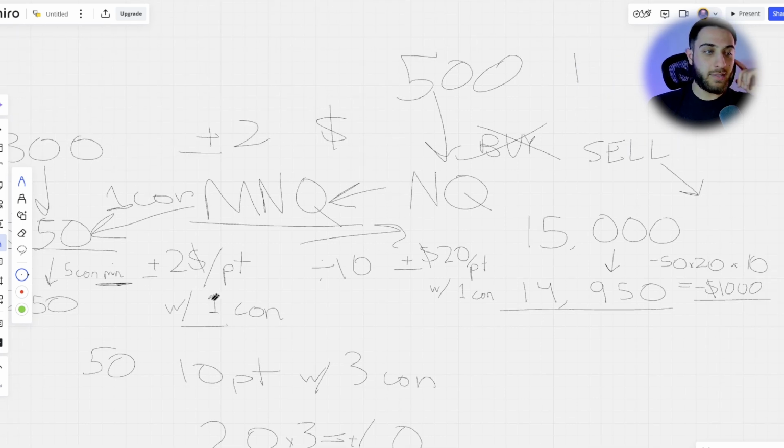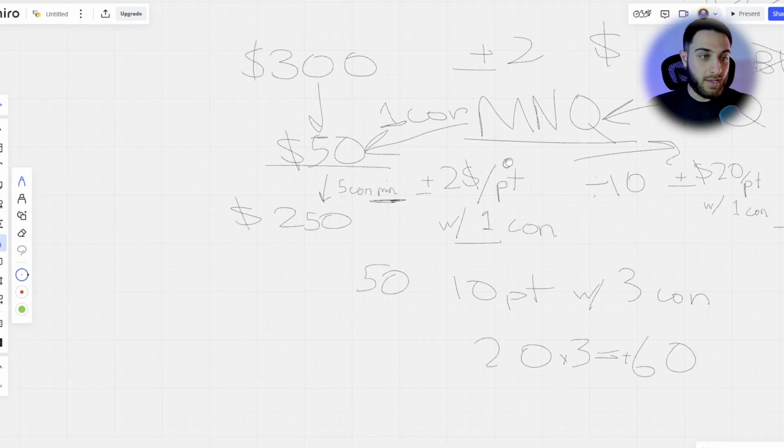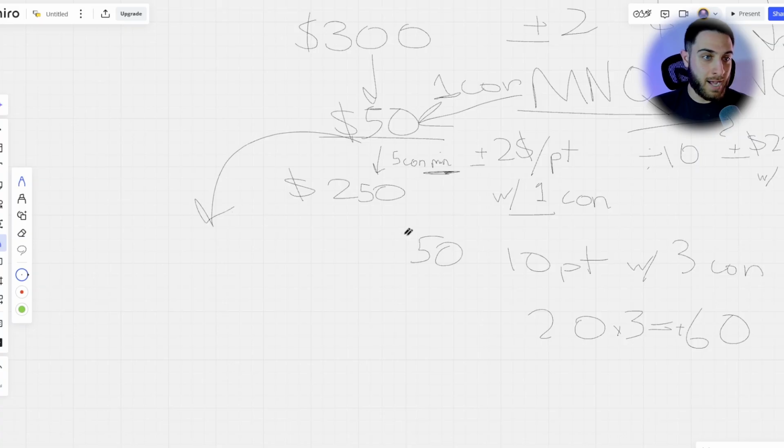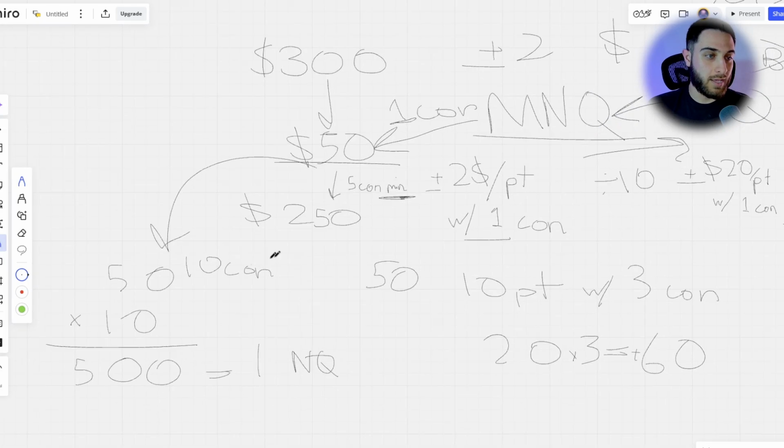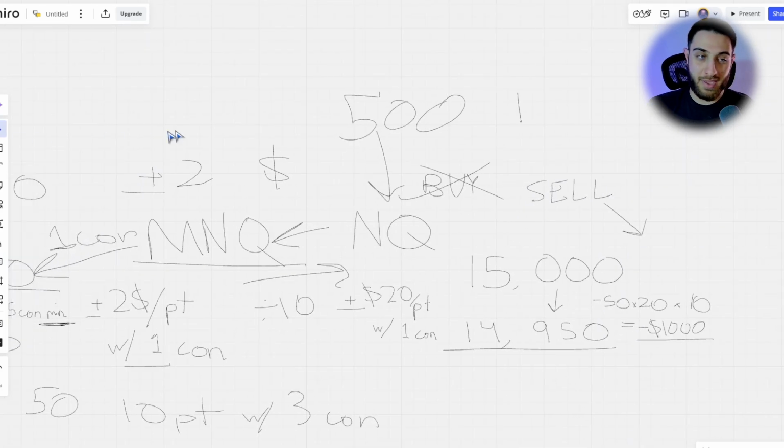So if you wanted to trade one NQ, that's the same as trading 10 micro NQ contracts. So instead of trading with 1 con minimum, let's say we had 10 cons, that's going to be 50 times 10, which is going to be $500, which is equivalent to one NQ. Okay, now you guys can see the math, all right?